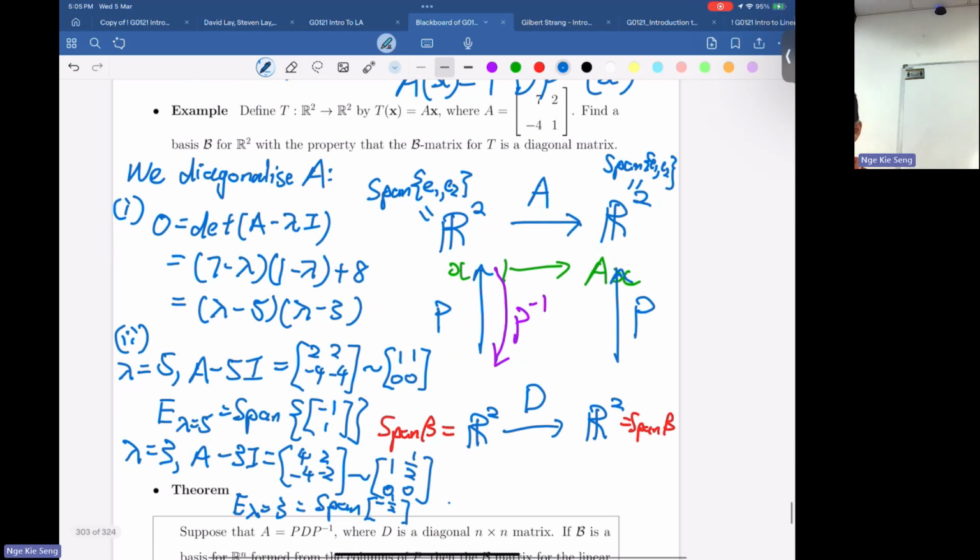So in the end, what's your P here? You can take your P to be the column minus 1, 1, and then the other one, what do you think? You can scale it if you like. You can get minus 1 and 2. Then your D is 5, 0, 0, 3.